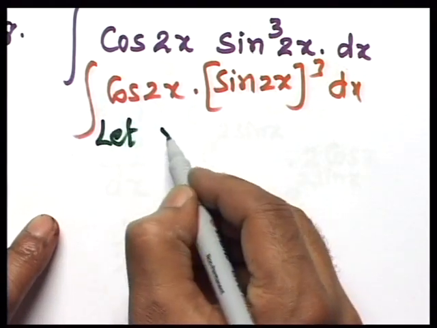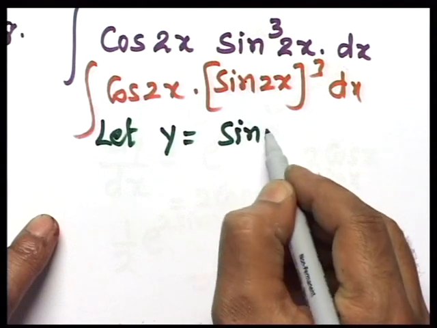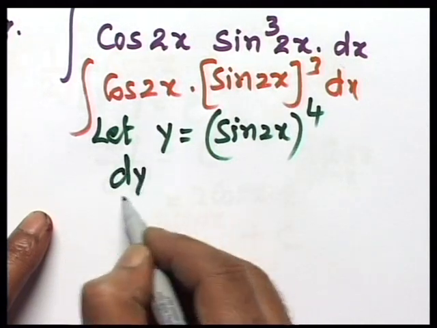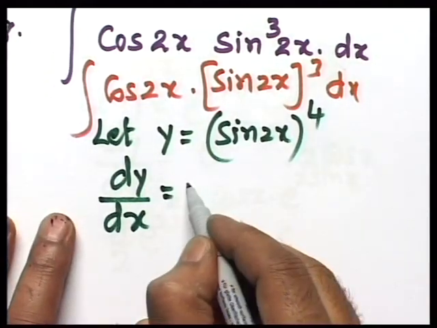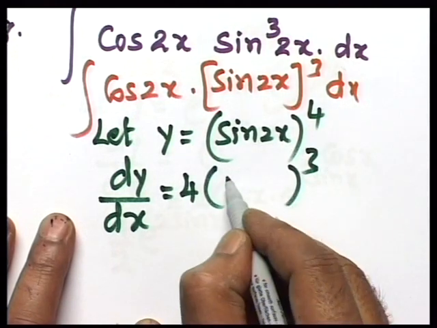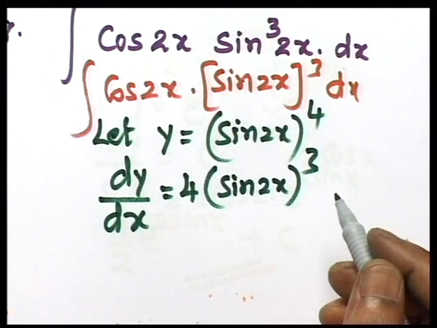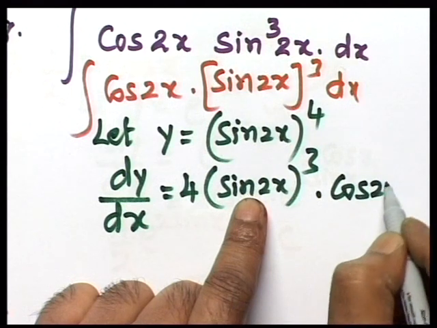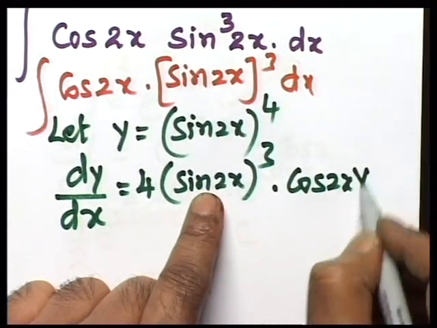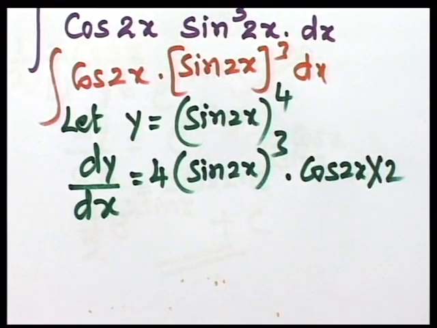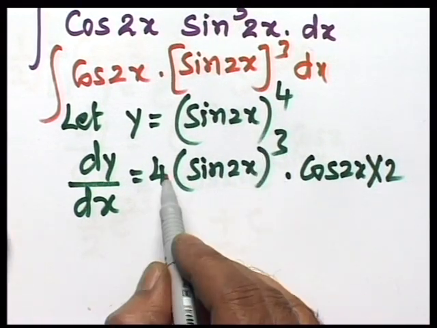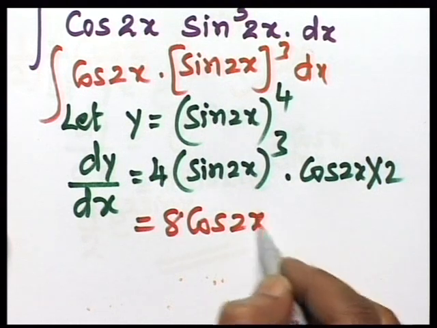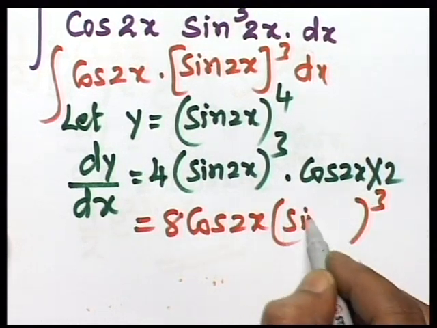So let y equals sine 2x to the power 4. Differentiate, so dy over dx is 4 times bracket to the 3 with sine 2x inside, no change there, and then we differentiate the bracket, which is cos 2x, and we differentiate the 2x, which is times 2. Simplify the whole thing and see what we get. So it's 4 times 2, 8, and cos 2x, bracket and a cube there, inside is sine 2x.